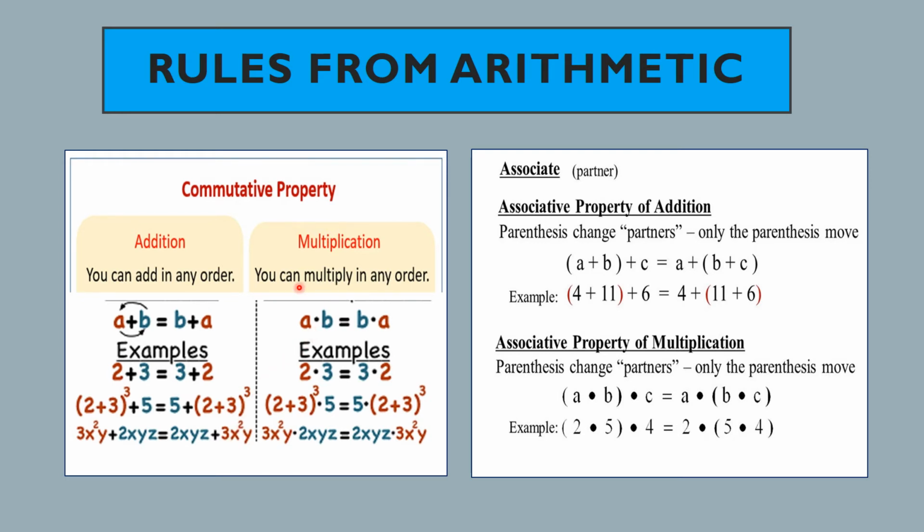And this is also true for multiplication. The commutative property, that is a × b is equal to b × a. So 2 × 3 will be equal to 3 × 2. 2 threes are 6 and 3 twos are also 6. Similarly, (2 + 3)³ × 5 is equal to 5 × (2 + 3)³. Here also you can see that changing the order does not change the answer.